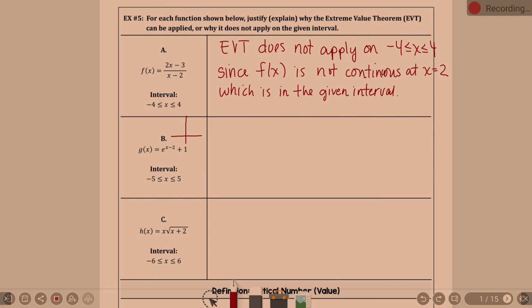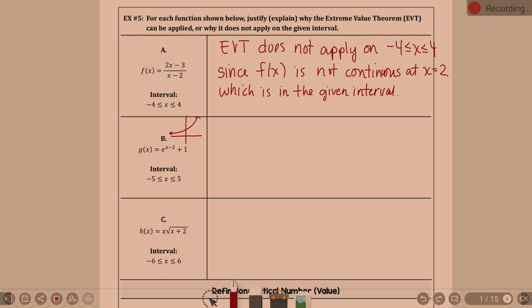So when I think of e to the x, it's an exponential function. So e to the x is like that right there. What do the minus 2 and plus 1 do to it? Move it right 2 and up 1. So, EVT applies because it's continuous and differentiable.